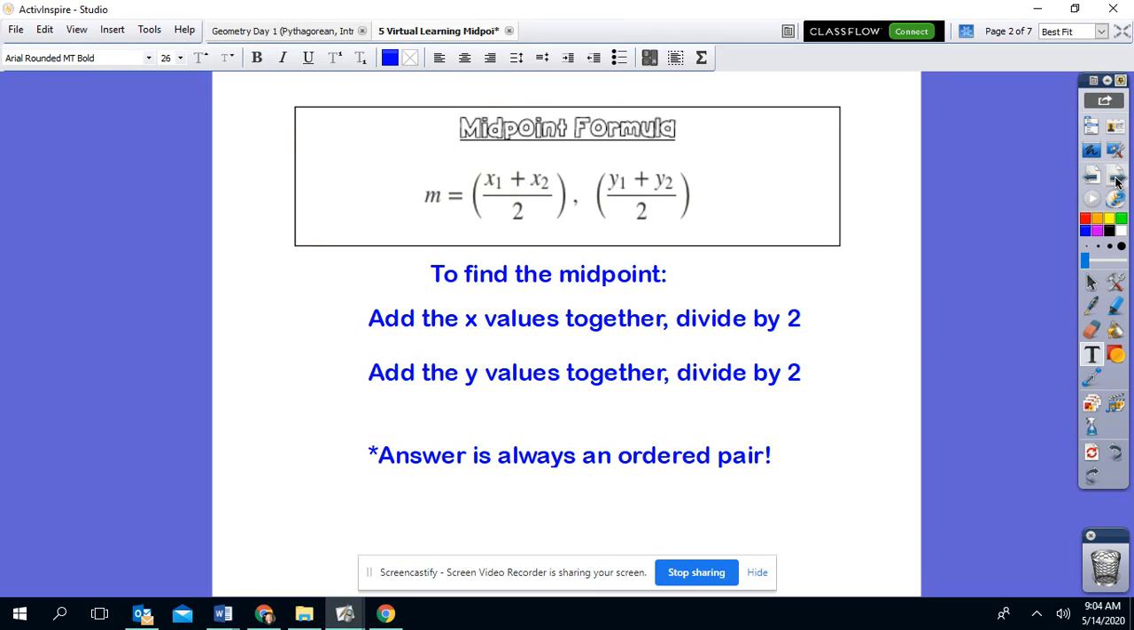So to find the midpoint, if you want to find what's halfway between those 2 points, you would find the average basically. So you're going to take the two x values and add them together and then divide by 2. And you do the same thing with the y values. You're going to add those together and divide by 2.